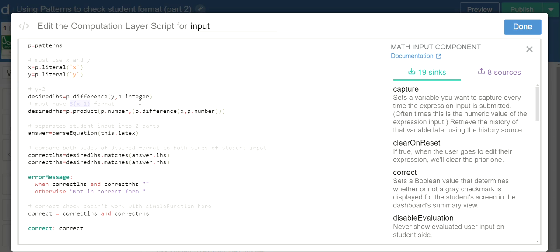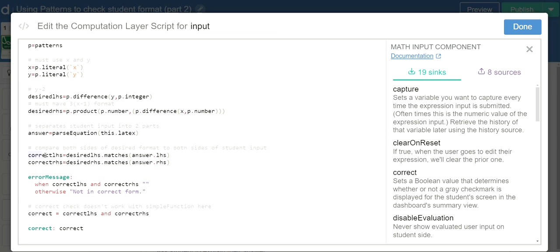What that is, is a product of a difference of numbers. Inside the parentheses is a difference of numbers. It's a difference of x and the number 1. Here's how we do this part. And I want the product outside of that. So we're going to use the product of a number and the difference of x and that number. And then, like we did in the previous one, I'm going to make an answer variable that parses the student's LaTeX input. It separates into the two parts.